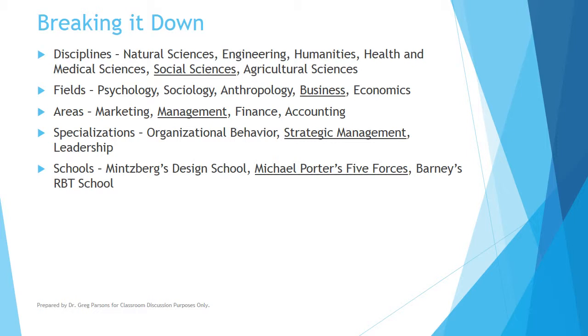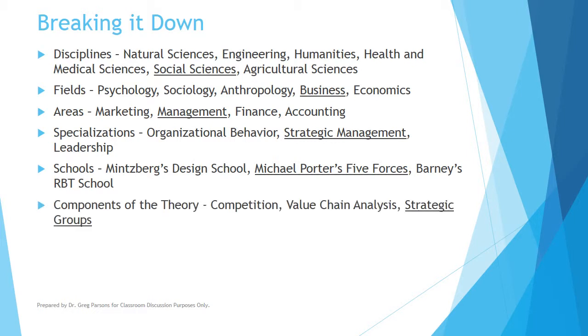But even this is too broad. You couldn't just write about the five forces. You would have to choose one of the components of it. Michael Porter developed theories on competition coming from economics, but then he broke it down into value chain analysis and strategic groups and generic strategies. So there's a whole range of things within the particular theory that Porter developed.